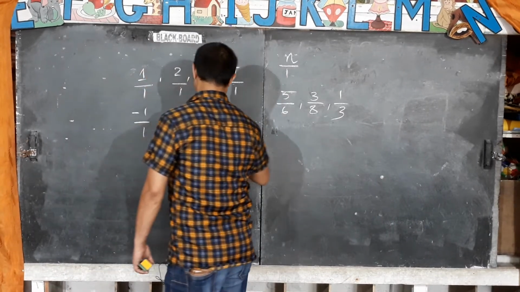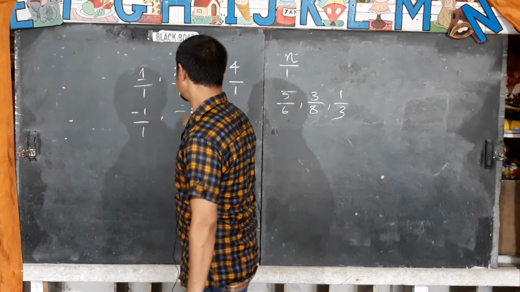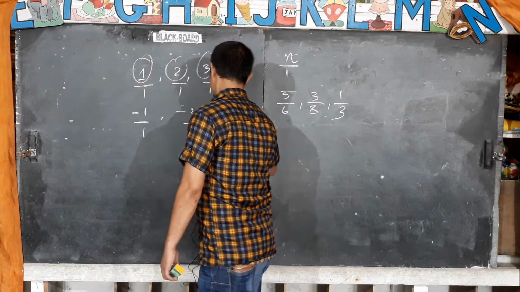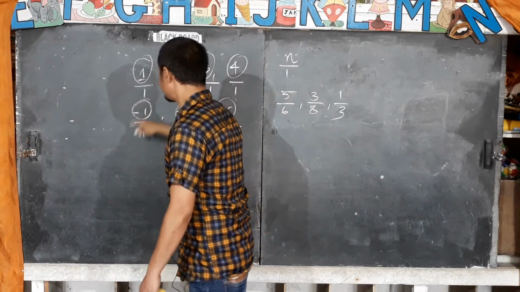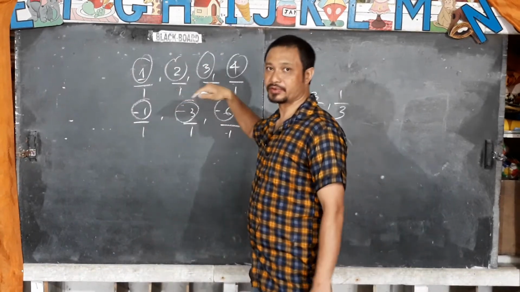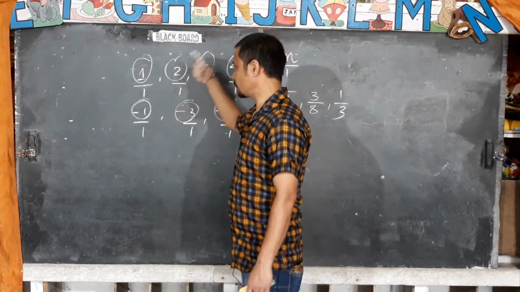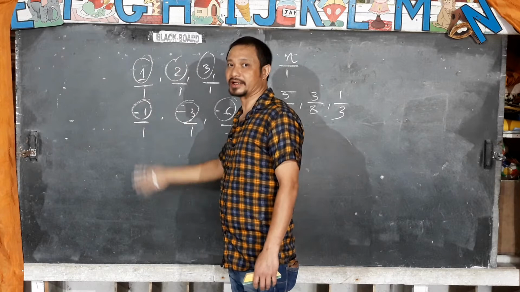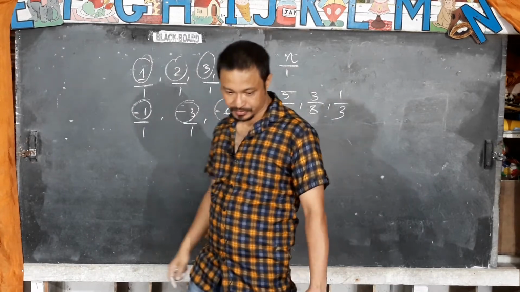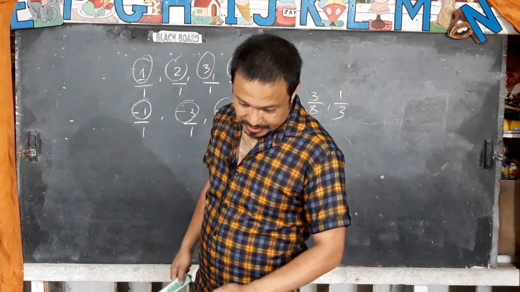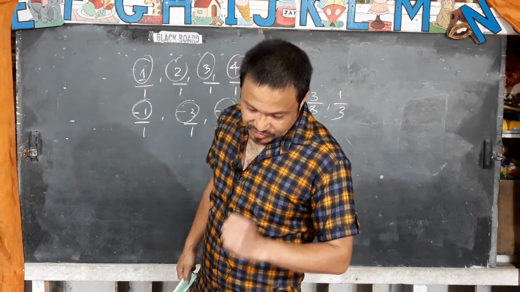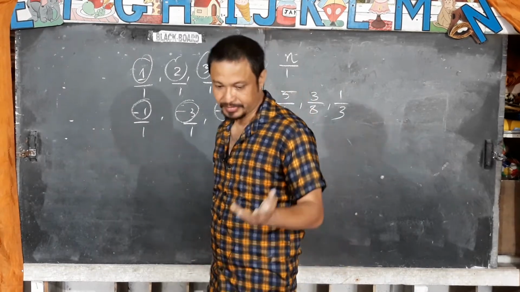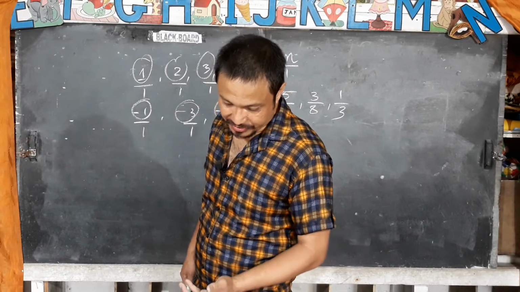So initially they were integers, right? They were integers, all of them. But you can always write them in this format, like the way we wrote for natural numbers. So when we write it in this format, an integer turns into a rational number. Now, in general, any integer can be written as that number itself upon 1, which is a rational number.